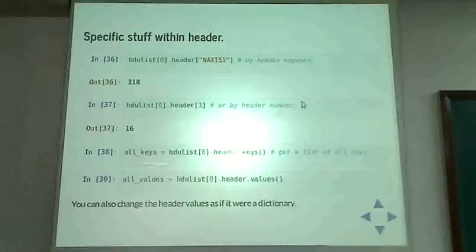I can get a list of all the values and so on. Now if you wanted to change the values, you would do it the way you would change the key value in a dictionary. So if I wanted to change n-axis 1, for instance, I would say header n-axis 1 equal to whatever new value I want to give it.